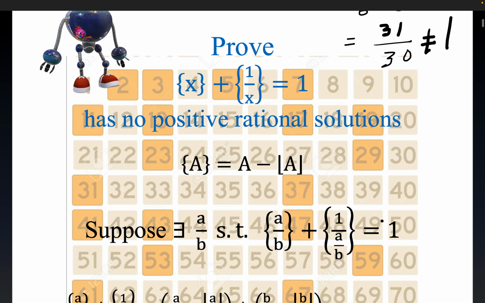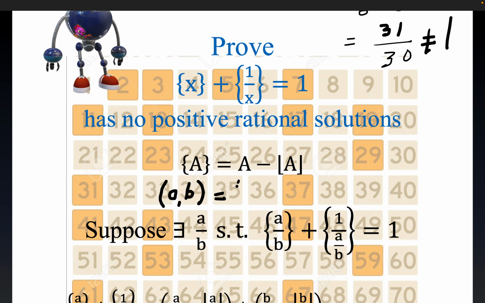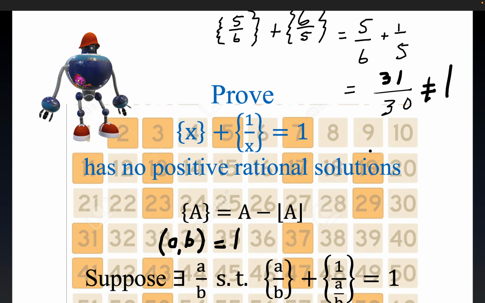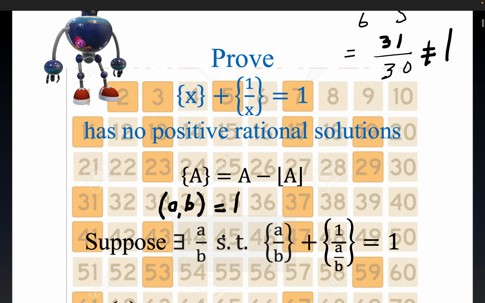Now, what we're going to do right here, we're going to suppose that we can always reduce the fraction. Another way of saying that is that the positive integers a and b are co-prime. And you can write it like this. They have no common factors. Okay, nothing in common. 5 over 6 is an example of a numerator and a denominator that are co-prime. Okay, so this is what this says. There exists a rational number such that this is equal to 1. And we're going to show the impossibility of that.